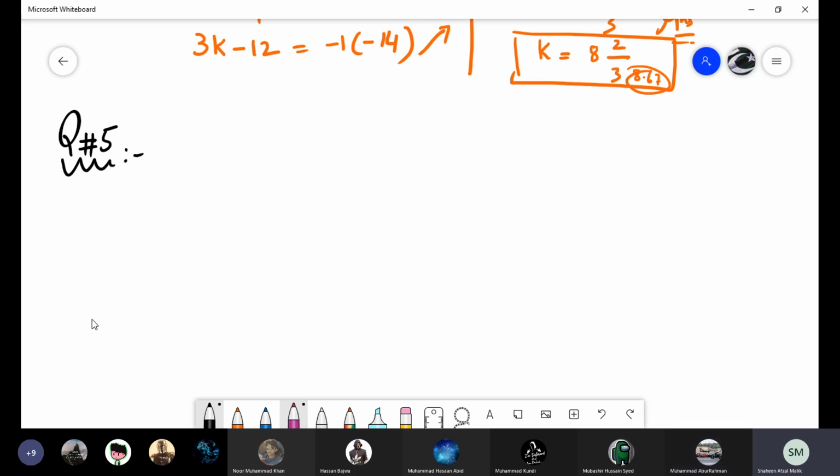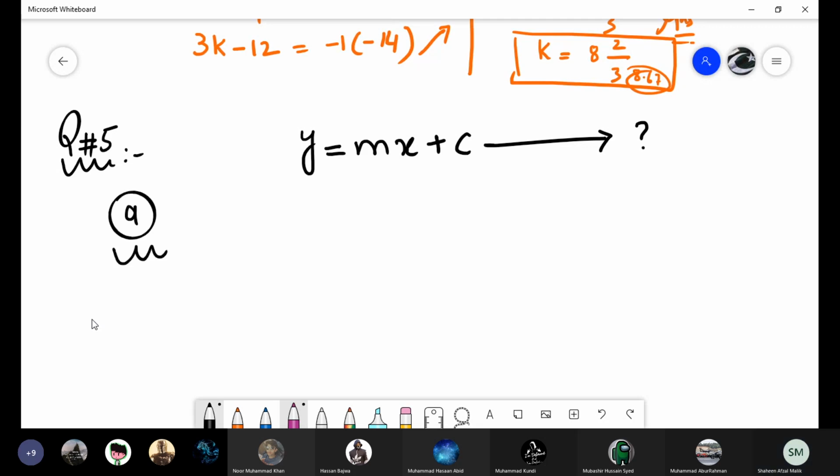What is the equation of a line? You have done it in 6C. y equals mx plus c. This you have to find out. What is part A of the question? Part A is minus 2 and 5. These 2 points are given for the line for which you have to find the equation, and parallel to the line.